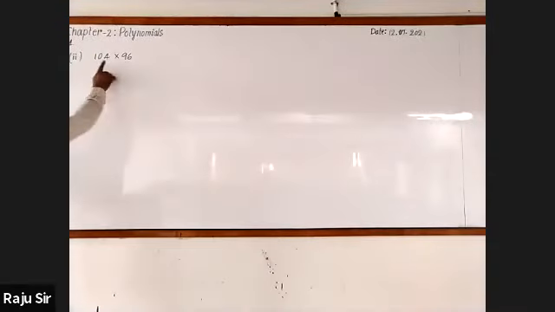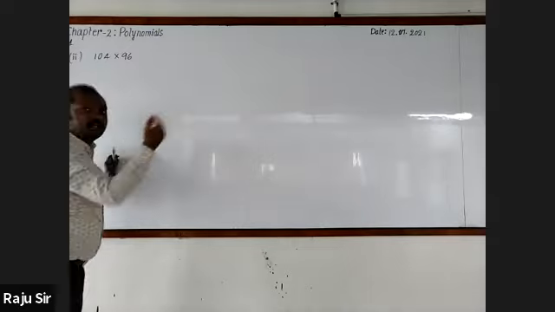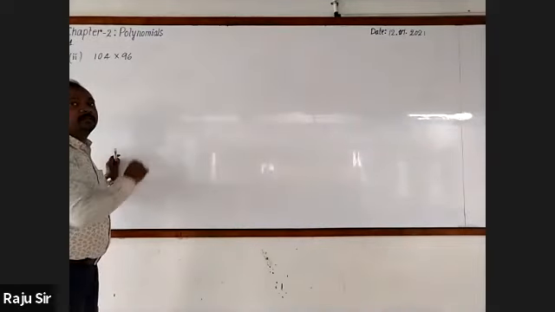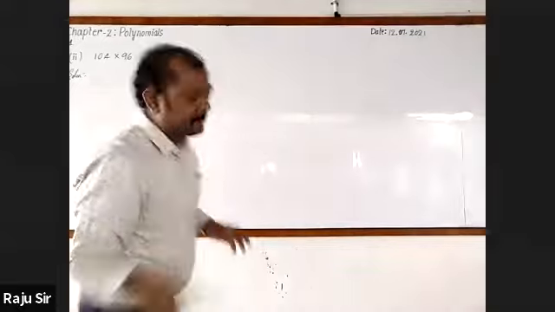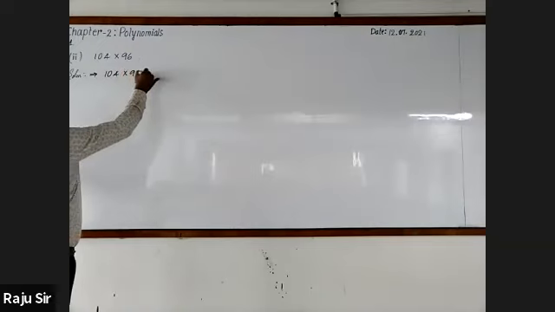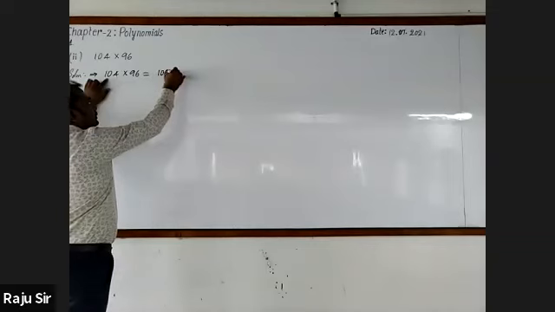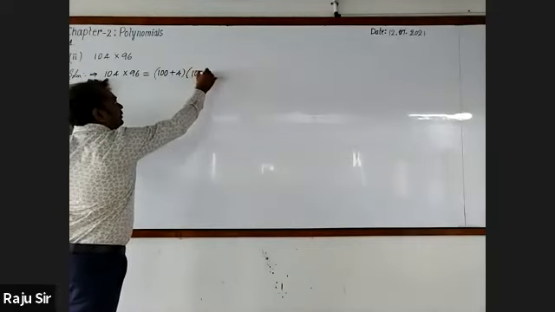104 is more than 100. It can be written as 100 plus 4. 96 is less than 100. It can be written as 100 minus 4. Solution. 104 into 96 can be rewritten as (100 plus 4) into (100 minus 4).